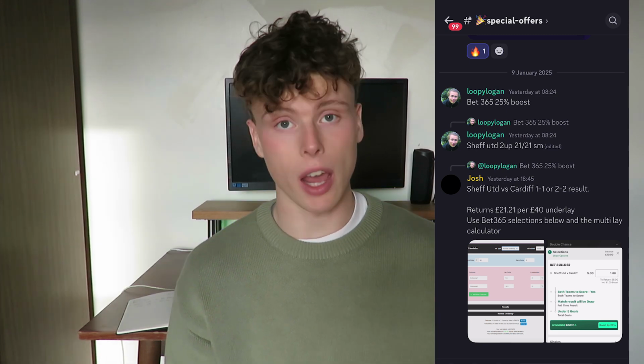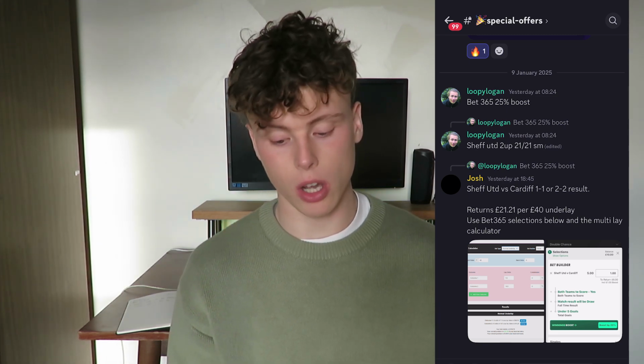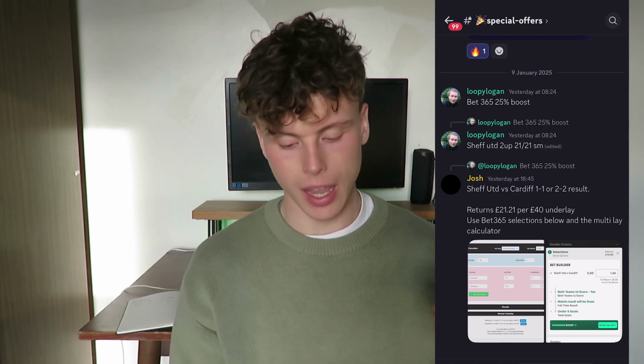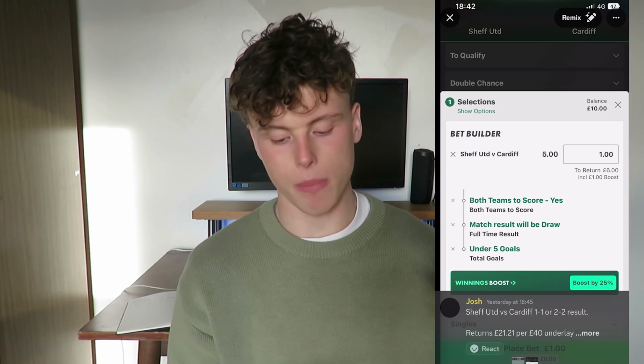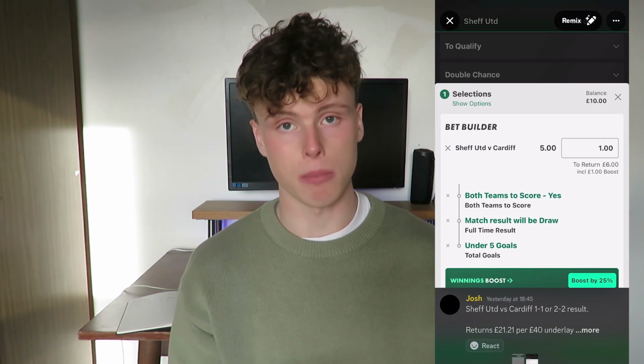use a multi-lay. So an alert was posted for Sheffield United versus Cardiff, either a 1-1 draw or a 2-2 draw as the result. And obviously this is two scorelines in the same match, so we need to use a multi-lay calculator for this. And we'd go about it by putting in all the correct values into the multi-lay calculator.